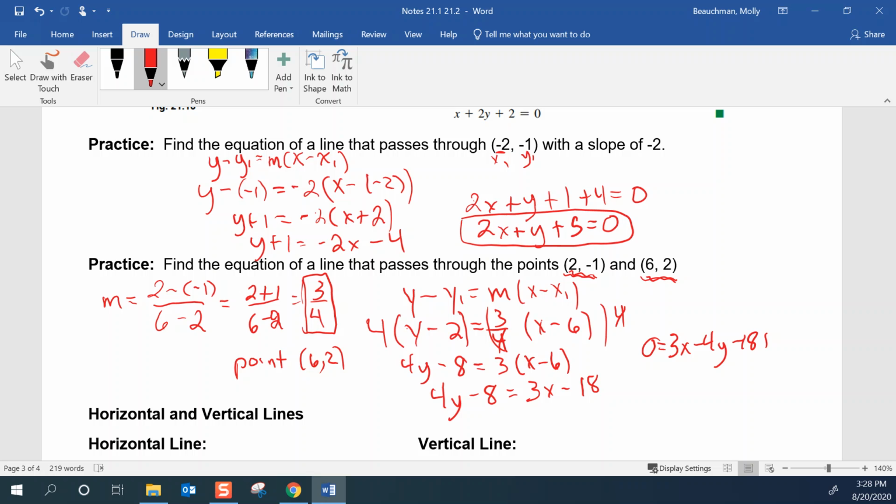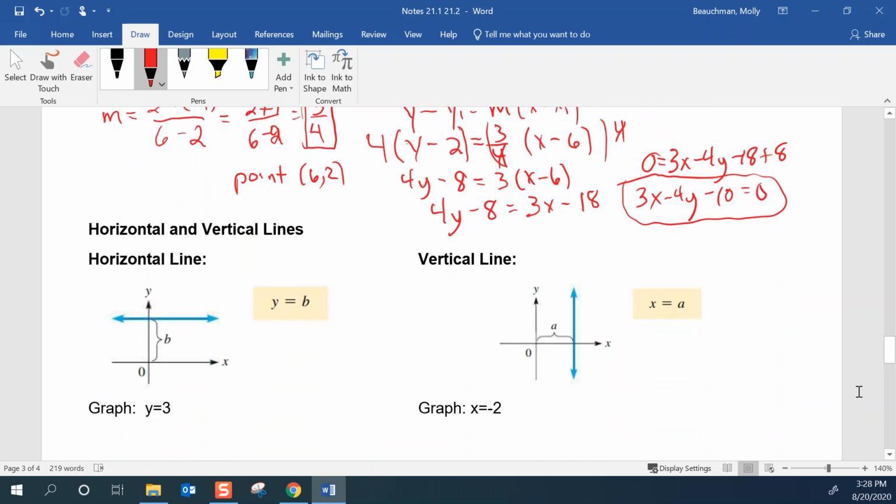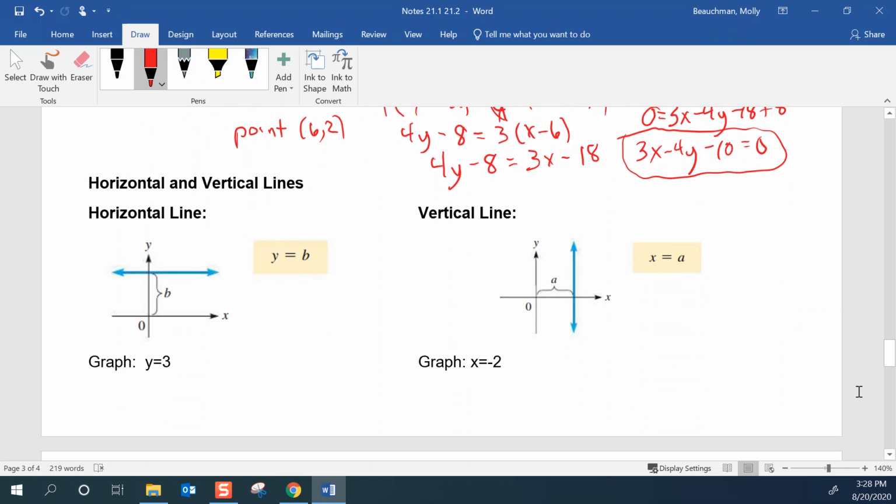Add 8 to both sides. We end up with 3x minus 4y, negative 18 plus 8 is minus 10, is equal to 0. So this is general form. You may be asked to put it in slope-intercept form. Just be careful on my math lab to see what each problem asks for. Okay? All right, next idea is horizontal and vertical lines.